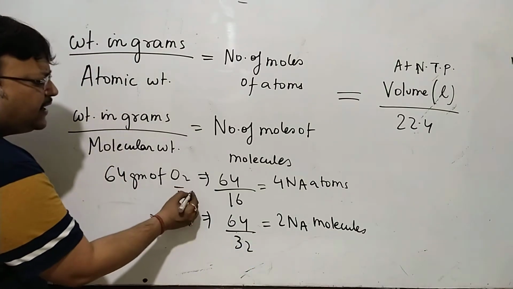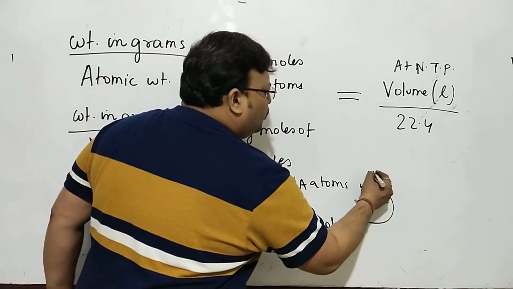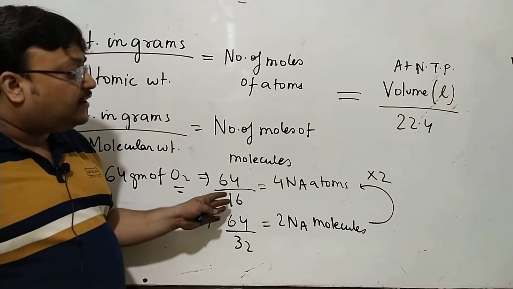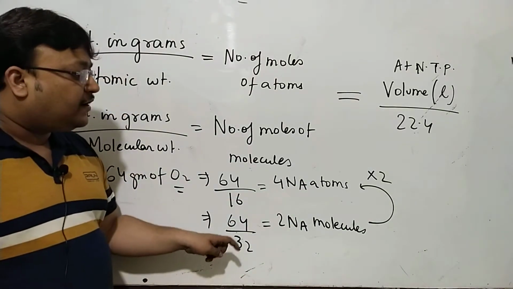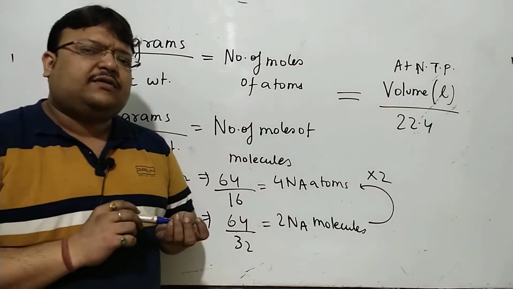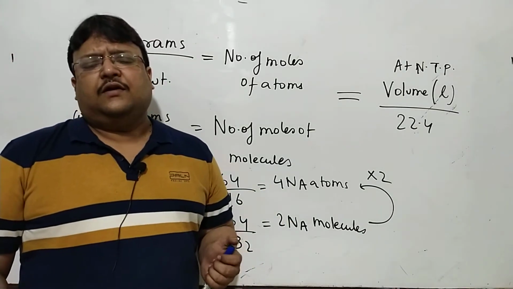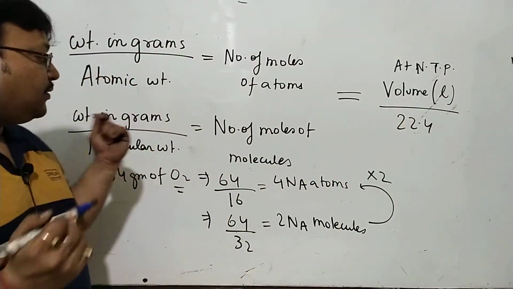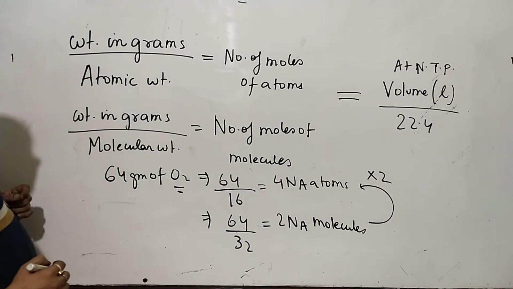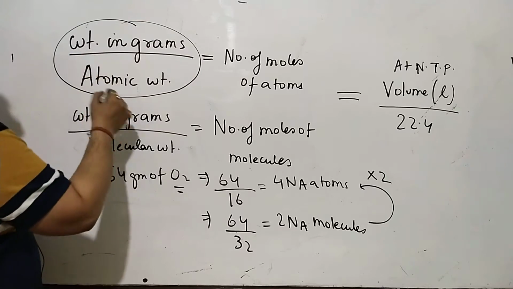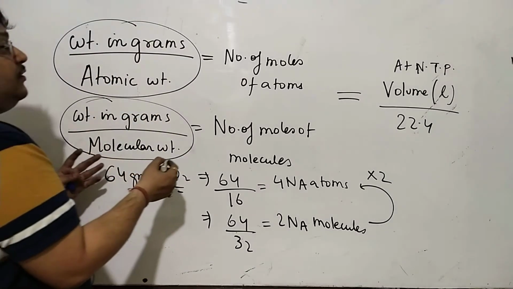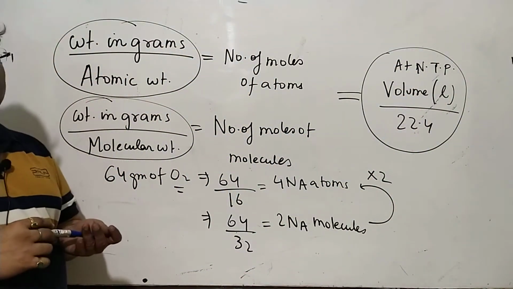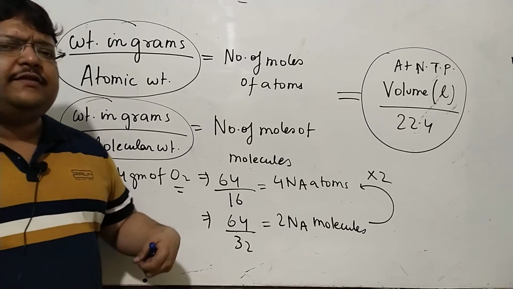You also know O2 is diatomic, so 1 molecule into 2 is the number of atoms. But when you divide with atomic weight, you get the number of moles of atoms. When you divide with molecular weight, you get the number of moles of molecules. It's always safe and correct to calculate in terms of moles. Now what about volume? If you are given a problem in volume, keep these in mind. Every time weight is given, divide with atomic weight or molecular weight to give you the number of moles of particles. Every time volume is given, divide with 22.4 to find the number of moles of molecules, and then you can take on from that point.